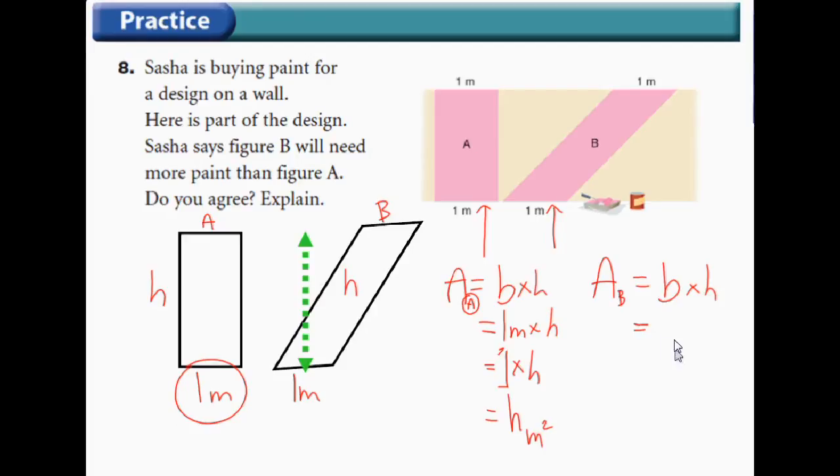Well, let's look at B. The base of B, we figured out, was also 1 meter. And the height is also going to be h. So it's 1 times h. So it's h, again, meters squared. So it's the same. These areas are actually the same.